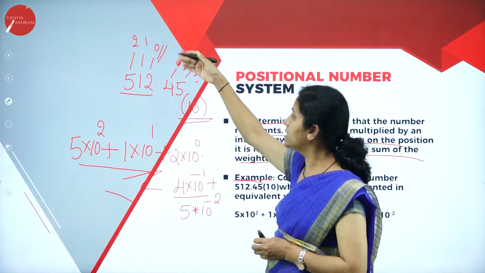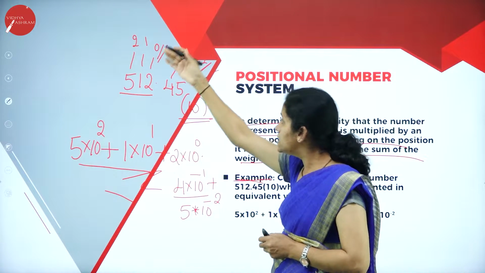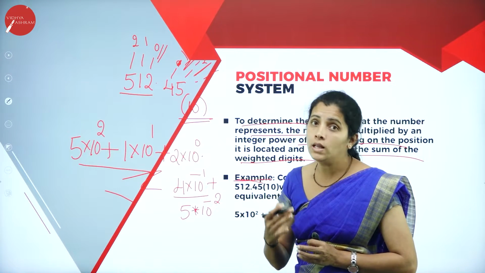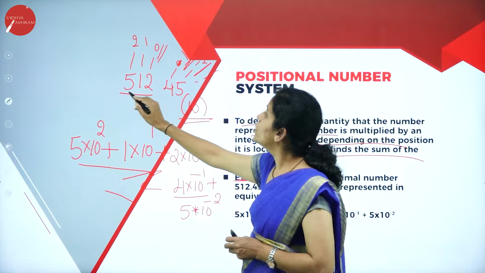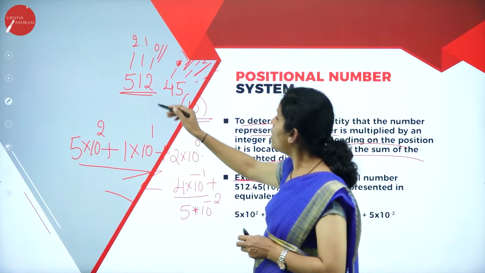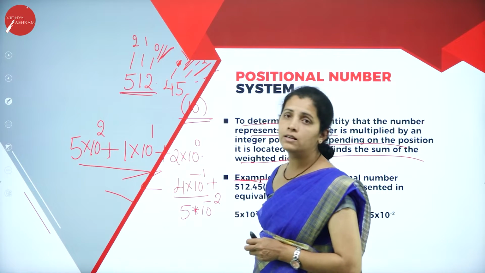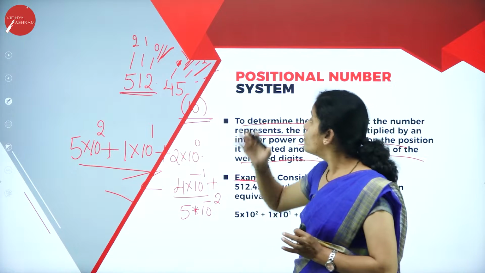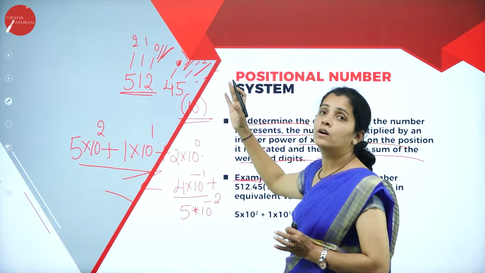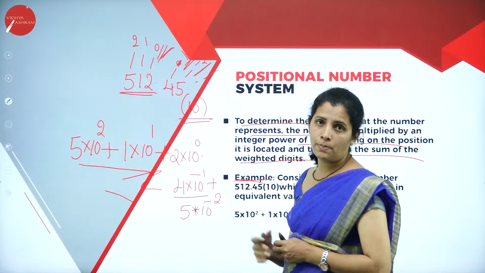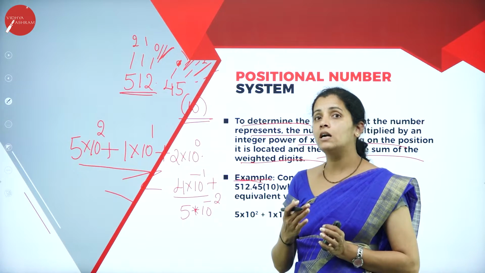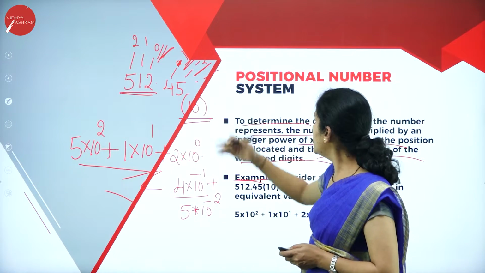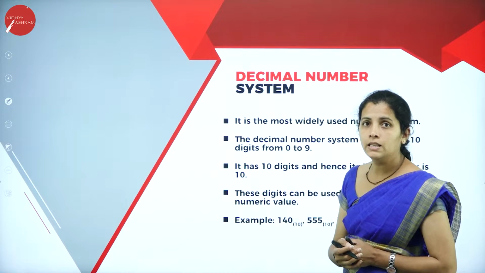That means first find the position. If it is a whole number, then for your right half all the powers are positive powers, and if it is a fractional number, then for your left half we are going to consider minus powers. The minus power starts from minus 1, minus 2, minus 3, and it is going to vary. Then I'm going to have the decimal number system.